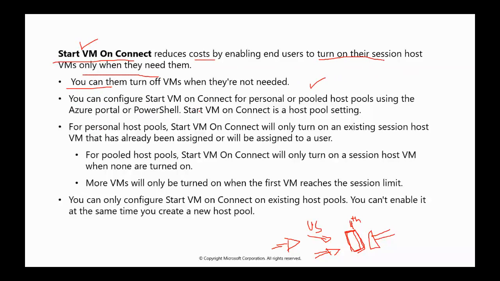You can configure your virtual machines to connect for a personal host pool. Of course, you can use this to connect to personal or pooled host pools using the portal or the PowerShell. For personal host pools, start VM on connect will only turn on the existing session. So whenever you are connecting to the host, it will be the only host that will be enabled. It will enable the required host.